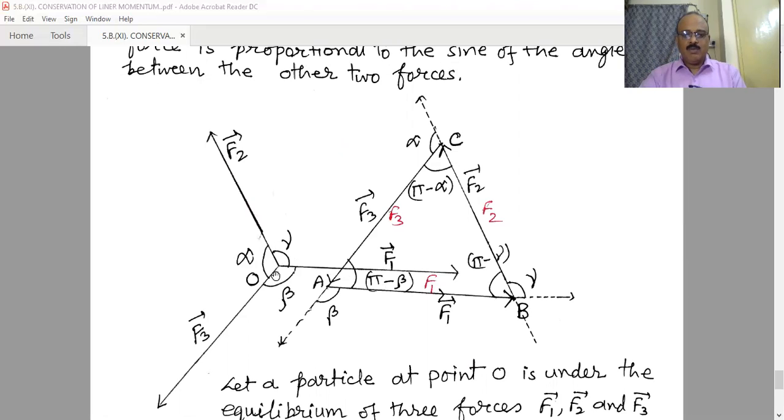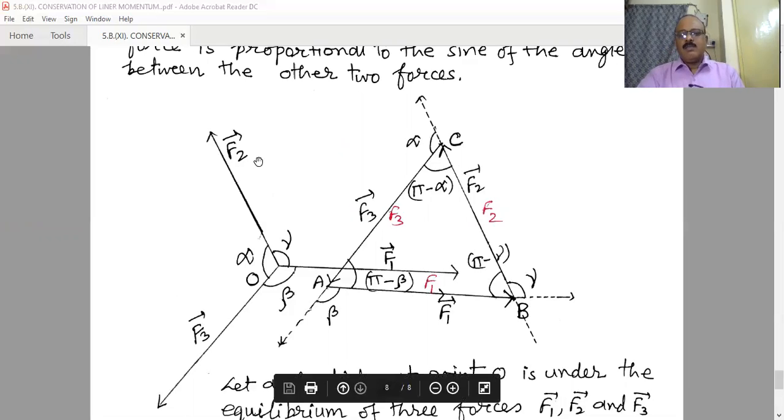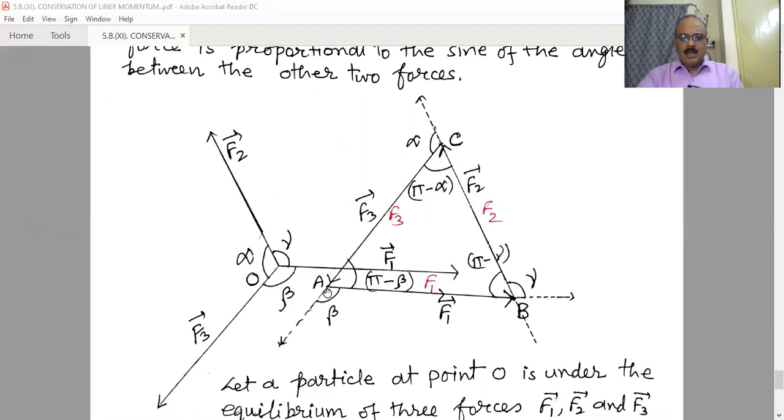When we consider F2 vector, then beta is the angle between the other two forces. And when we consider F3 vector, then gamma is the angle between the other two forces, that is F1 force and F2 force. Now, since these three are in equilibrium, we can represent F1 vector, F2 vector and F3 vector by the three sides of a triangle in the same order, because their resultant is 0.